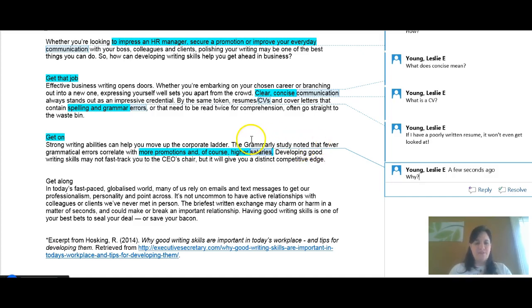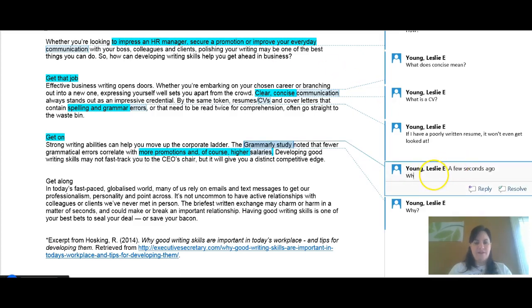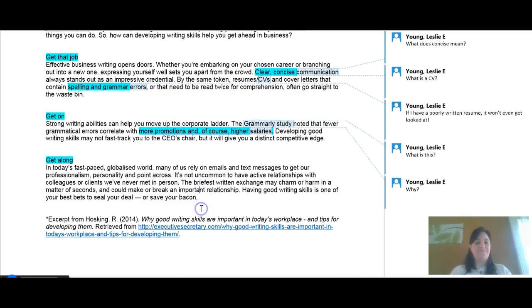This also references something called the Grammarly study, and I have no idea what that means. So I'm going to write a comment here that says, what is this? And maybe it'll be brought up later in the document, maybe not. All right. Then my third paragraph, get along. Again, I'm going to highlight that because that's a third reason why writing skills are important.